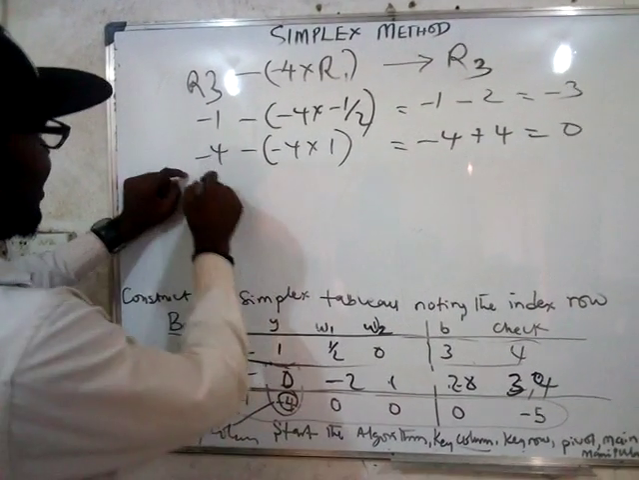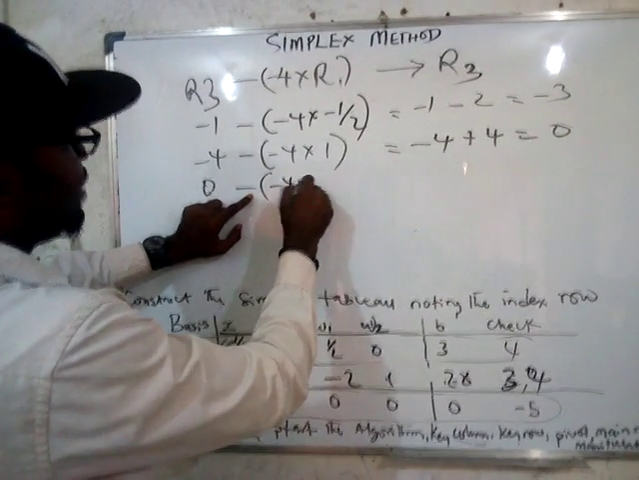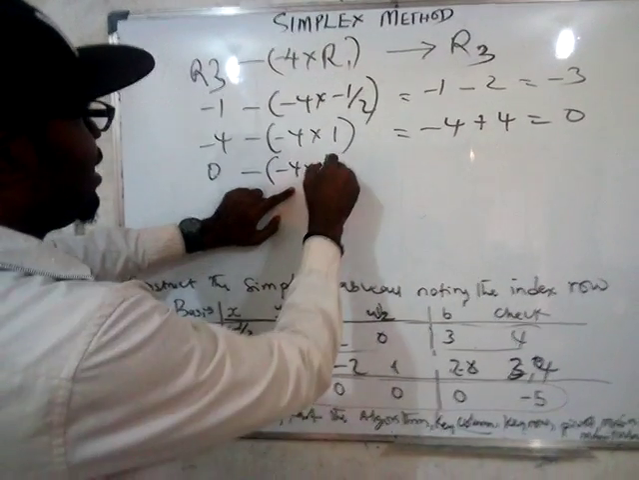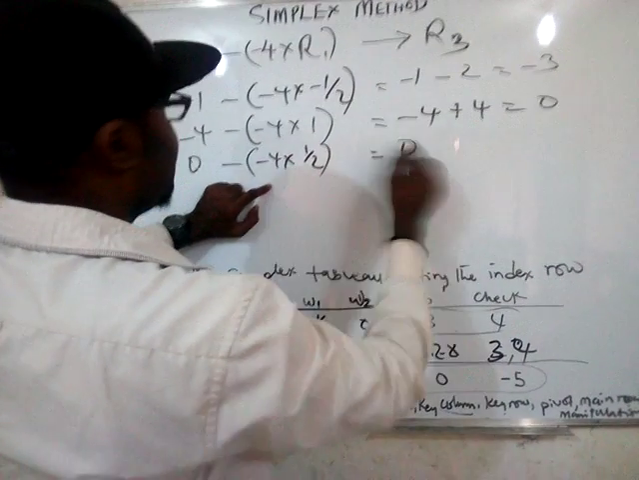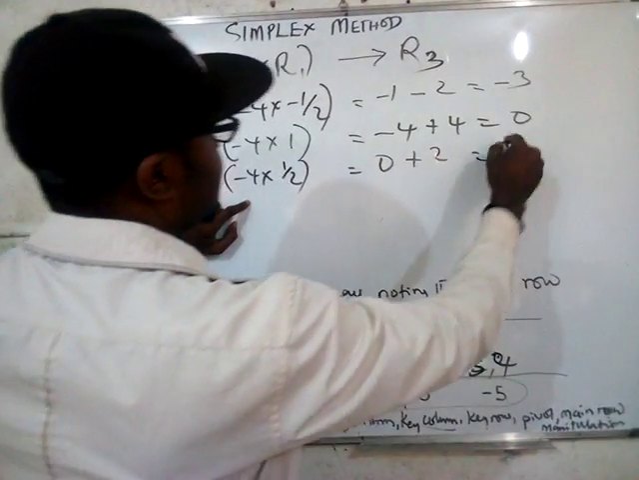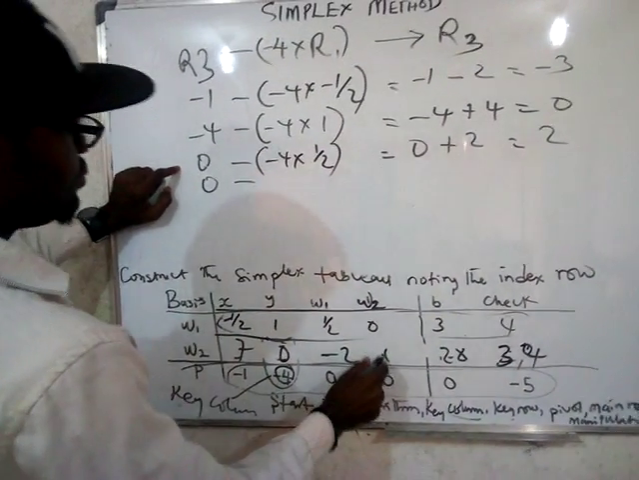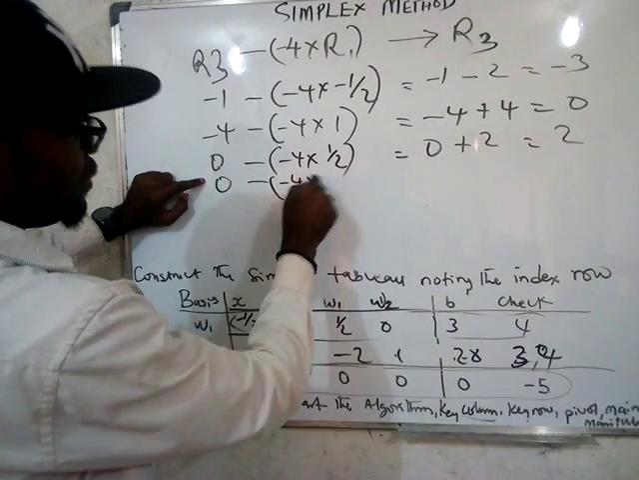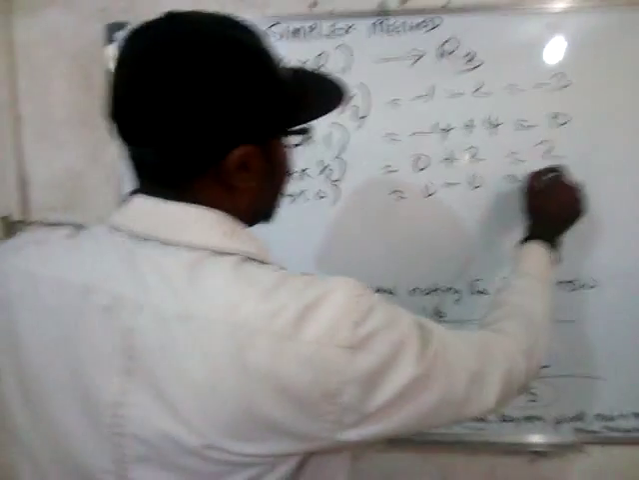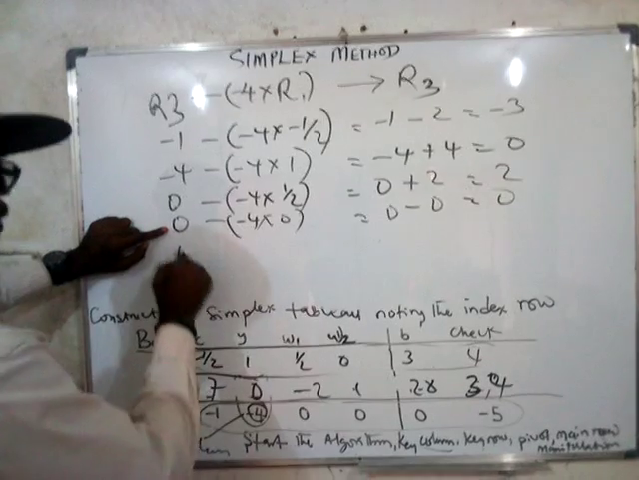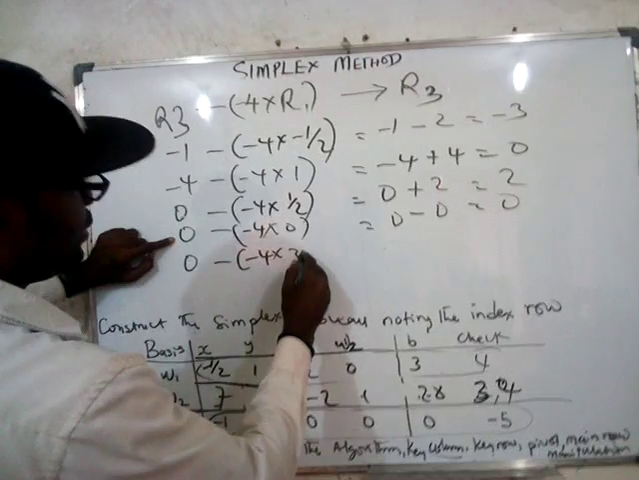For this other one, I can have 0 minus, in brackets, minus 4 times, what's the row 1 for 0? Half. So I have 0, this times this is minus times this, plus 2, giving me 2. I do for this one 0 minus 4 times, what's the row for this? 0. So I have 0 minus 0, which is 0. For this one, I have 0 minus 4 times 3, is it?